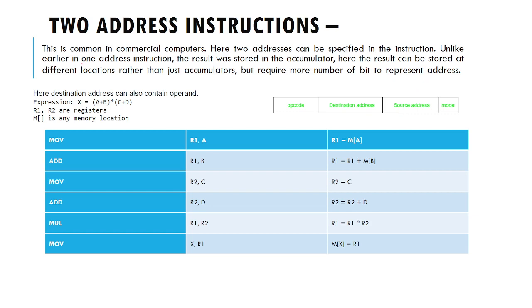Unlike earlier, in one address instruction the result was stored in the accumulator. Previously, the result of every operation was automatically stored inside the accumulator. Here the result can be stored at a different location rather than just the accumulator. Here we require two operands. One is the destination address, another one is the source address. Here the destination address can contain an operand.